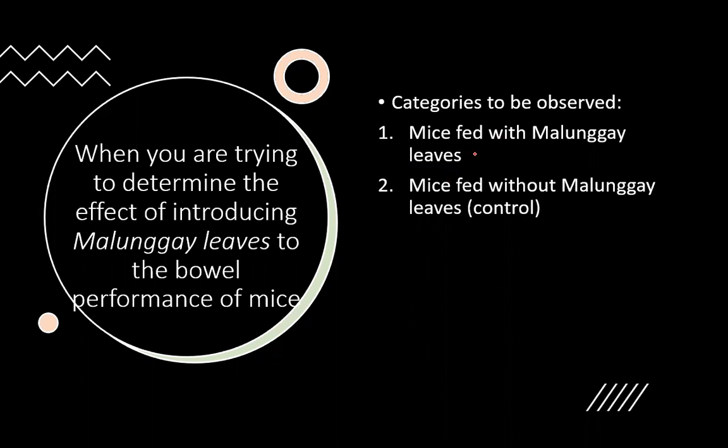So we have here the control, the one without treatment. The mice fed without malunggay leaves is the control group. And for the treated group, we have the mice fed with malunggay leaves. So in this second example, there are only two categories that we observe. Okay. I hope that's clear.